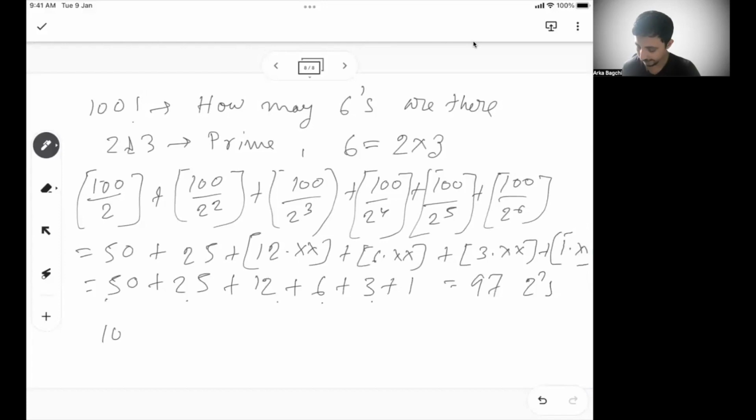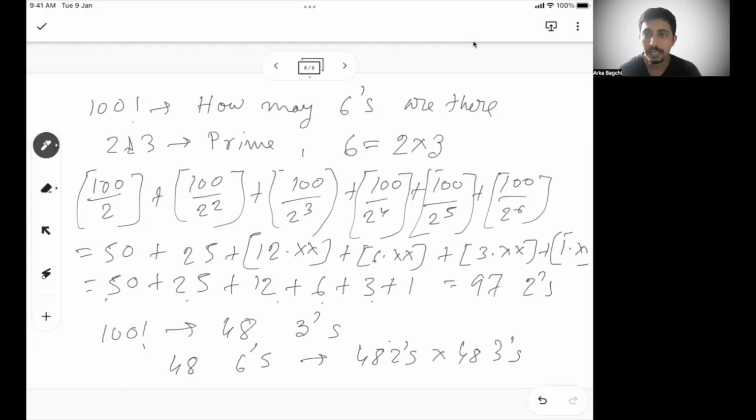But we saw in 100 factorial in the previous problem, there are 48 threes. So even if there are 97 twos and 48 threes, and for a 6 I need one 2 and one 3, at max I can create 48 sixes, because 48 twos and 48 threes will give me 48 sixes. Now, obviously, the rest of the 49 twos, I don't have any more 3. So if I don't have any more 3, how will I make it a 6? 2 alone cannot make it a 6.